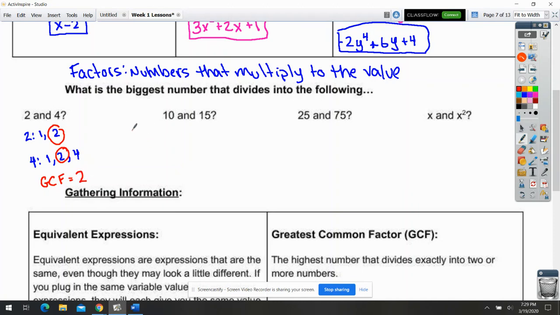Let's look at 10 and 15. So the factors of 10 are 1, 2, 5, and 10. Right? 1 times 10 and 2 times 5 is 10. And the factors of 15 are 1, 3, 5, and 15. So what is the greatest number that goes into both? So if you see, the largest number here is 5. So your GCF is 5.